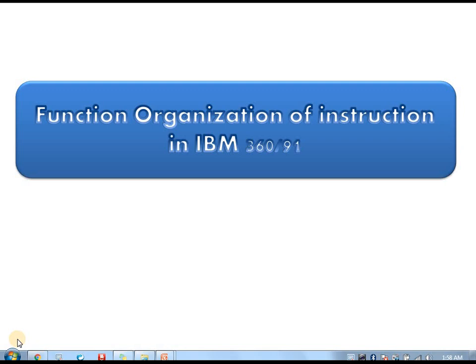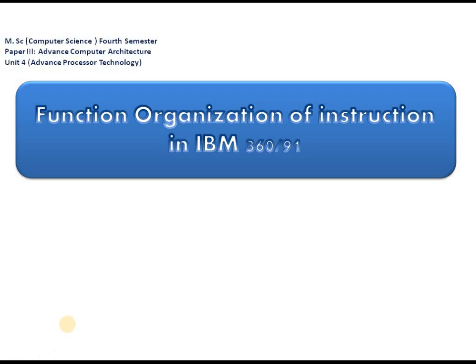Today we are going to discuss the functional organization of instructions in IBM System 360/91. This topic is related to MSc Computer Science 4th semester, Paper 3, Advanced Computer Architecture, Unit number 4, Advanced Processor Technology.